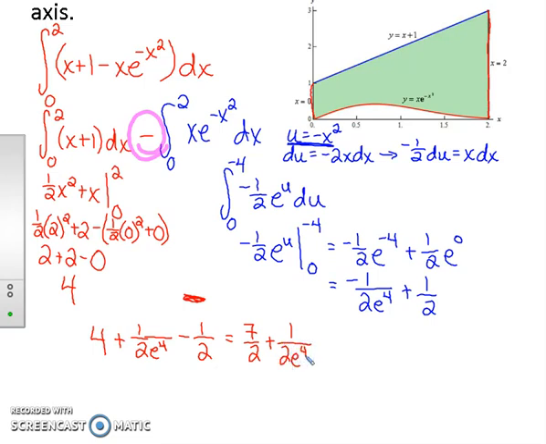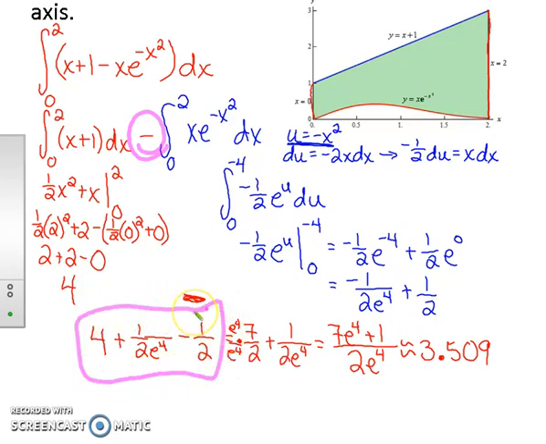They might try to make you get a common denominator. So the common denominator would mean multiplying this first fraction by e to the 4th over e to the 4th. So that would give us 7e to the 4th plus 1 over 2e to the 4th, as weird as that looks. And if you want to check it as a decimal in your calculator, that would be 3.509. But if this was a free response question, honestly, you could have stopped right there with your answer. But this might be as far as they would take the simplifying on a multiple choice question.